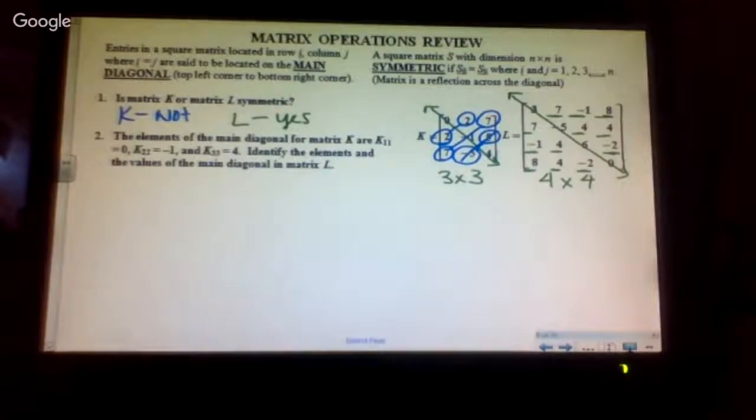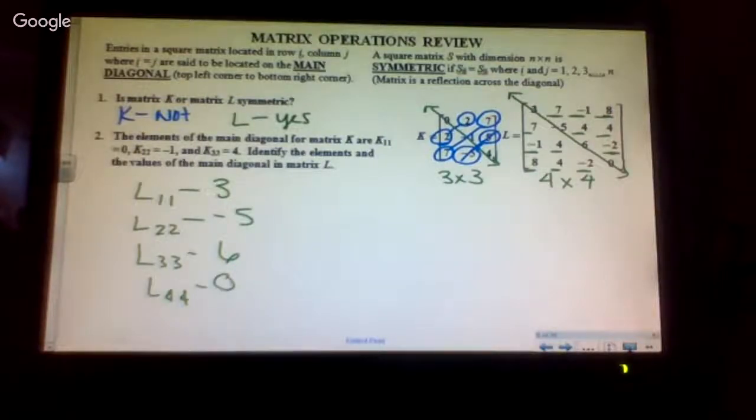Identify the elements and the values in the main diagonal of matrix L. So we're going to have L sub 1,1. What's there? 3. The next one is going to be 2,2: -5. 3,3 is 6, and 4,4 is 0.